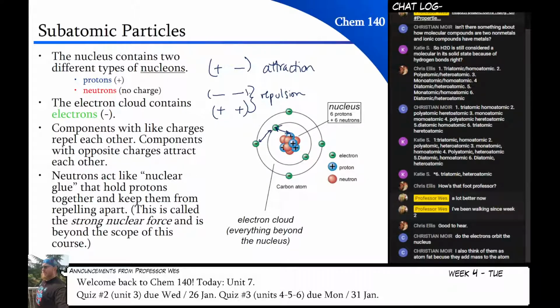They make the atom fat. Yeah, I mean, they do. They do add mass to the atom. Technically, everything adds mass, but the neutrons do have a purpose, and that purpose is stability.